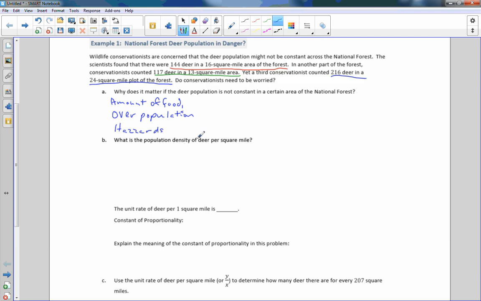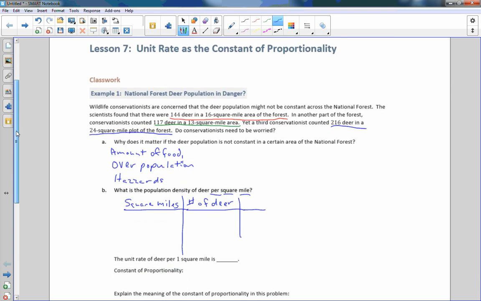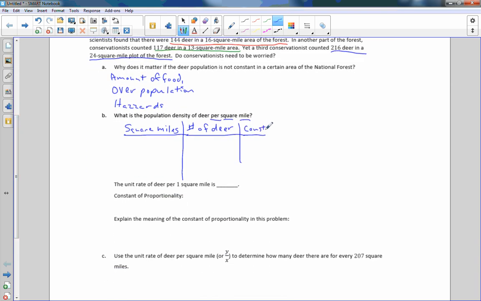Now B says, what is the population density of deer per square mile? Per square mile means we want to figure out how many deer total there are, how many square miles total, and then determine what our average number of deer per square mile is. So if I were to set up a table and say, square miles, and number of deer, and then finally we want to find our constant of proportionality. Okay, we're looking for the constant of proportionality.